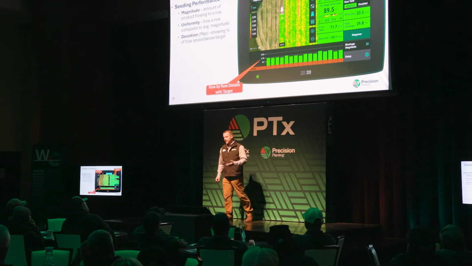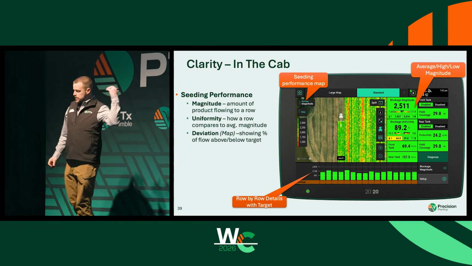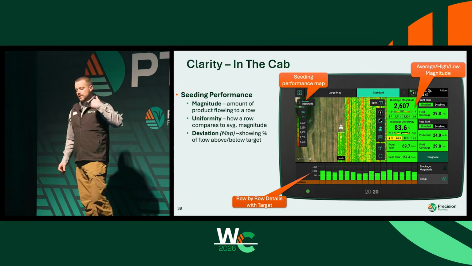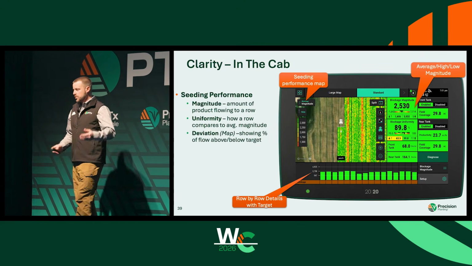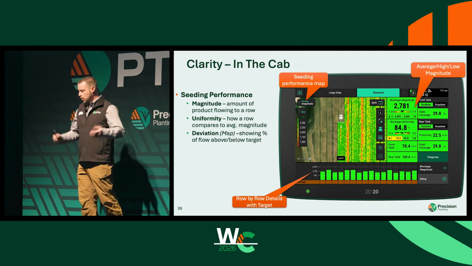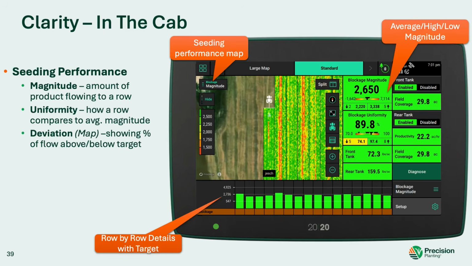Okay, so what does it look like in the cab when I run Clarity? What kind of information do I get? Let's start with magnitude. This is a live example of a machine that was running a couple of falls ago. When I look at magnitude, it's really a representation of flow. It's flow through each individual sensor, or flow at every row. So if I have higher flow, more particles or more product going through, my magnitude is higher. If I have less, my magnitude is lower.